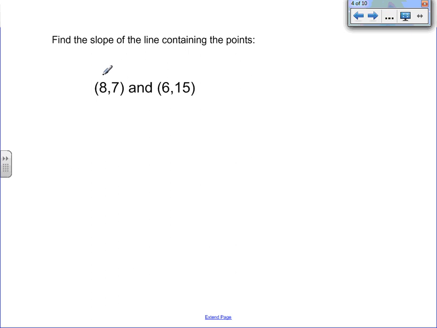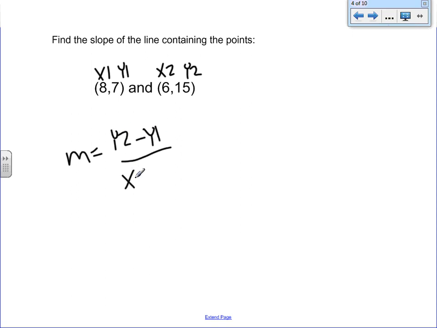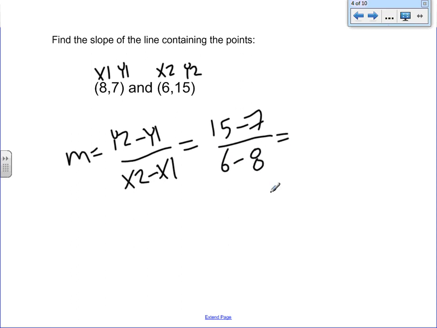Same thing. Boom. x1, y1, x2, y2. Okay? Formula. Because we're going to write it down every single time because I want you to know this. I want it just to be able to hammer away because we use slope up through calculus. Slope, slope, slope, slope, slope. y2, 15. y1, 7. x2, 6. x1, 8. Make it mechanical. Make it like you're just doing it robotically.